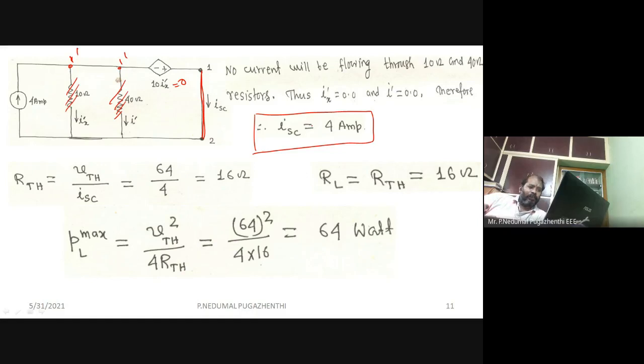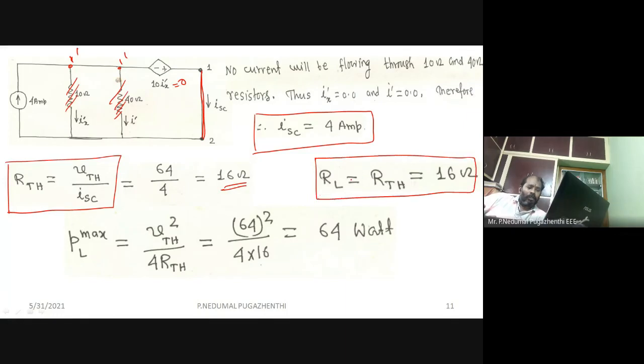So I know what is my short circuit current. I know what is my Thevenin's voltage. So I can find R Thevenin is equal to V Thevenin by ISC. So 64 by 4 will give me 16 ohms. So the condition for maximum power transfer for the provided circuit is RL is equal to R Thevenin, which is equal to 16 ohms. And the power formula is V Thevenin squared by 4 R Thevenin. So 64 squared divided by 64 will give me 64 watts.